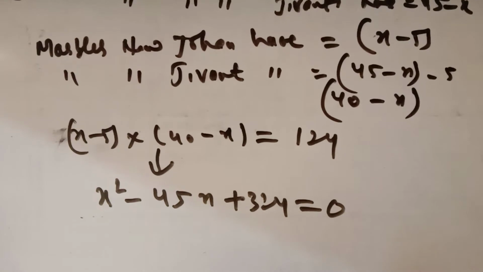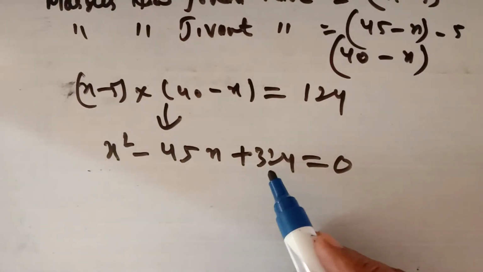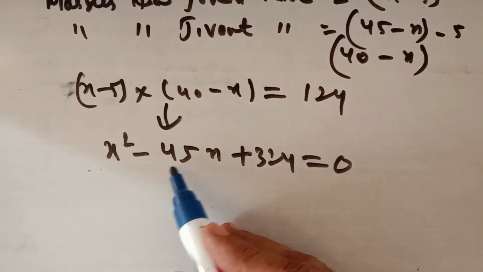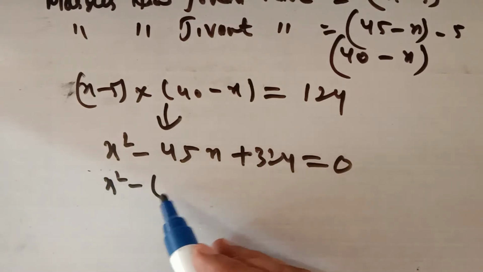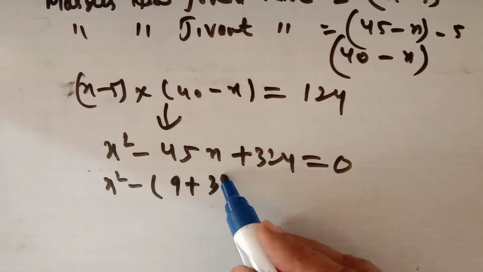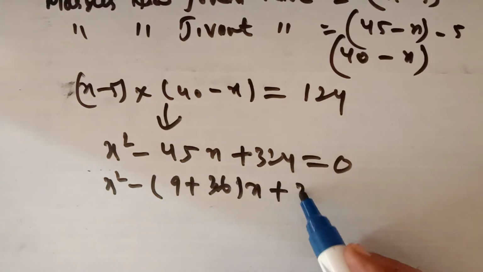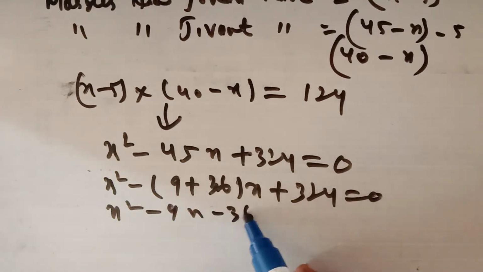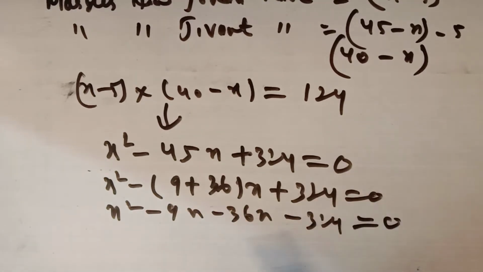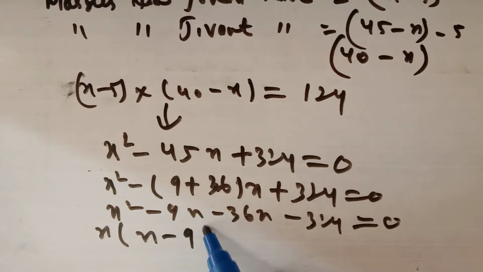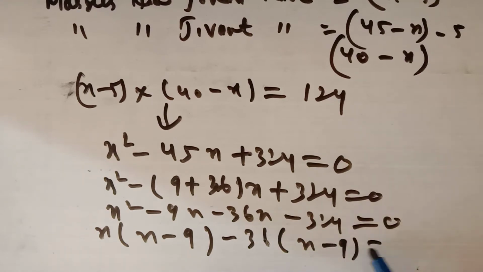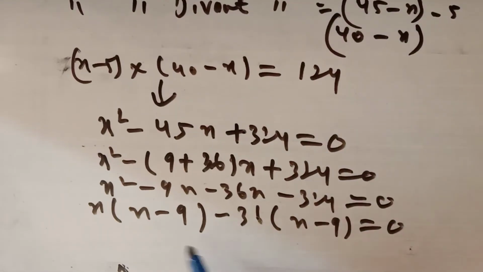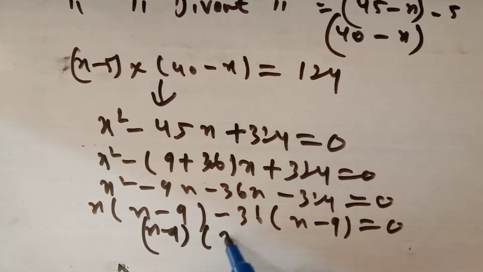Now you have to factorize it by splitting the middle term. On multiplication we need 324 and on addition we need 45. So those two numbers are 9 and 36. So you can factorize by splitting the term like this: x square minus 9x minus 36x plus 324 equal to 0. You take x common, so x minus 9. Now you can take 36 common, so x minus 9. Factorize it. It will be x minus 9 into x minus 36 equal to 0.